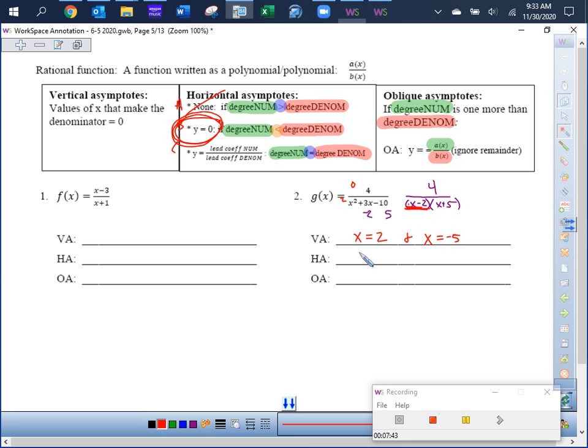This is our horizontal asymptote then. It is literally at y equals 0. So there's nothing to figure out. It is just going to be at y equals 0. And will there be an oblique asymptote? Well, since we have a horizontal asymptote, there will be no oblique asymptote. So we'll put none in that blank.